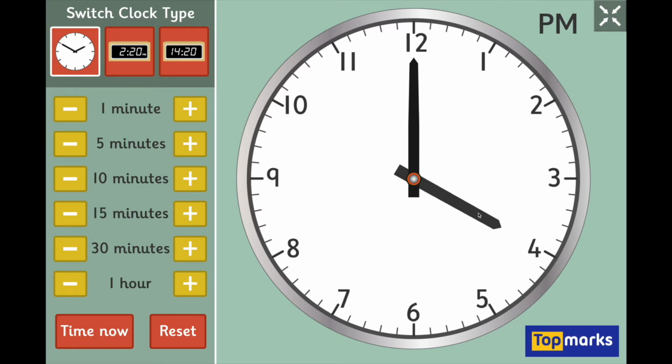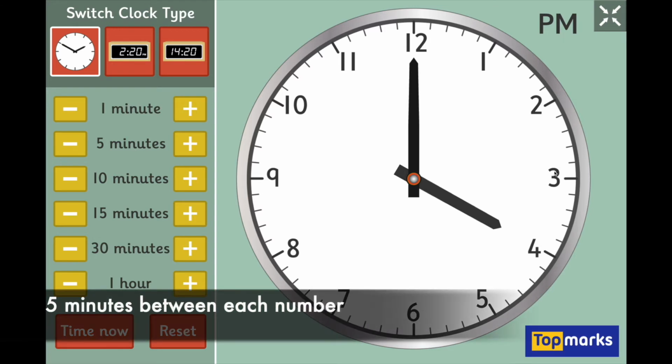So now the time is 4 o'clock. Let's look at how many minute lines there are between each of the numbers. Can you count them? Have a look. Yes, that's right. There are 5 little lines. 1, 2, 3, 4, 5. This means that every time the minute hand moves from number to number on the clock, 5 minutes of time are passing.